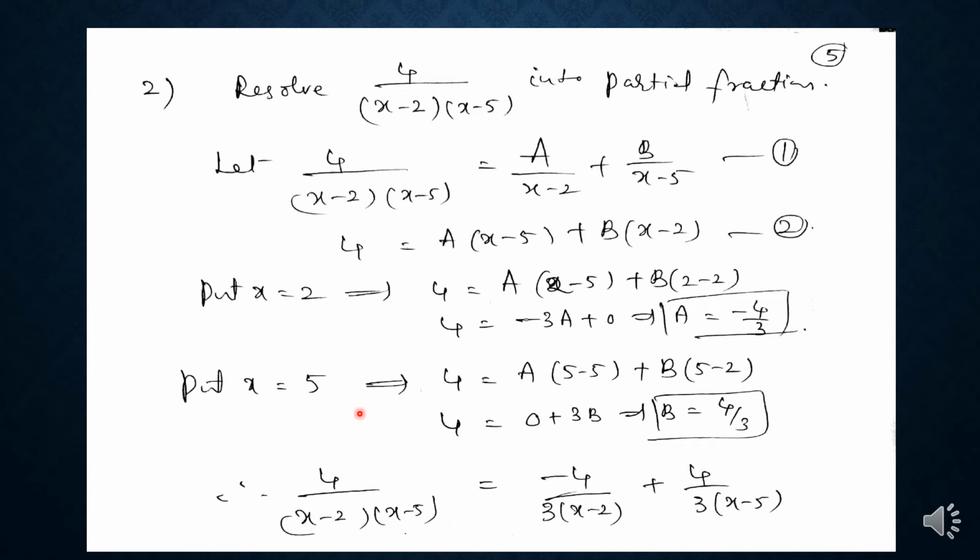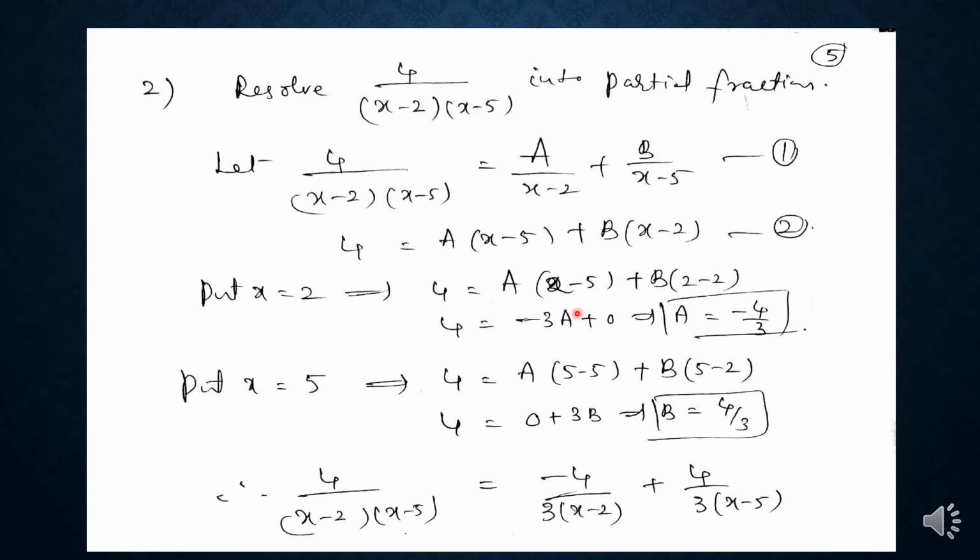Now to get the values of a and b, take the zeros of these expressions, that is if x minus 5 is equal to 0, x is equal to 5, and if x minus 2 is equal to 0, x is equal to 2. So in the first step put x is equal to 2 in the equation, that becomes 4 is equal to a into 2 minus 5 plus b into 2 minus 2.